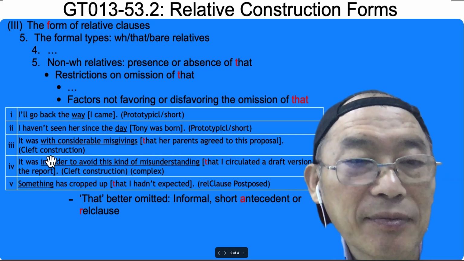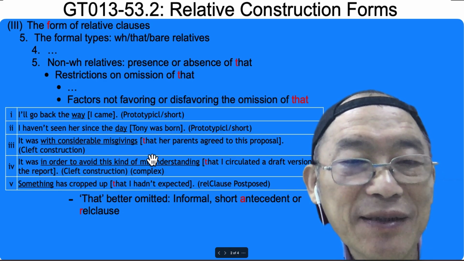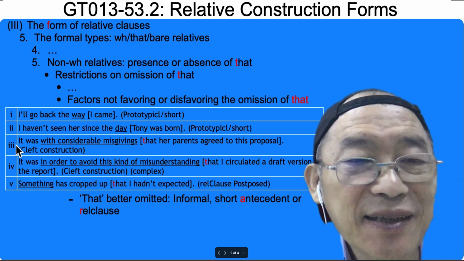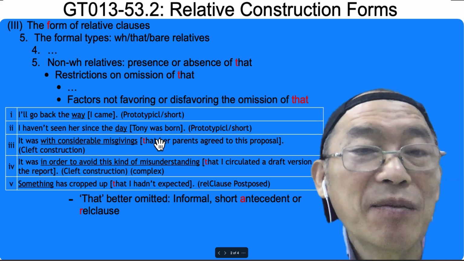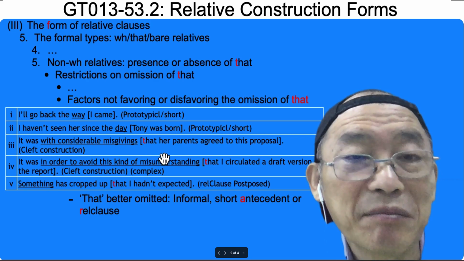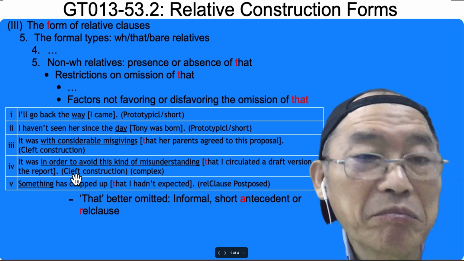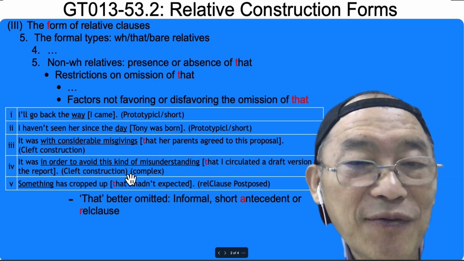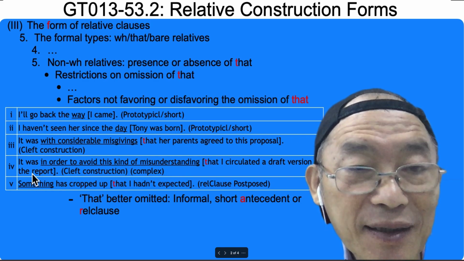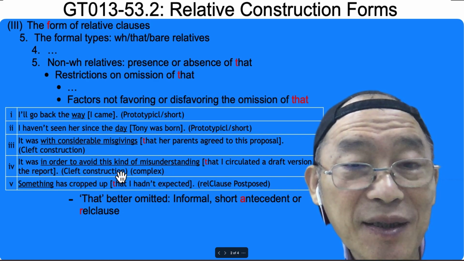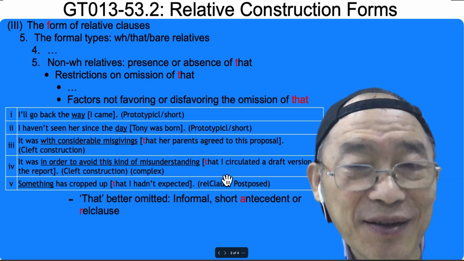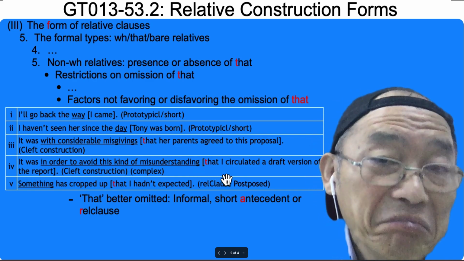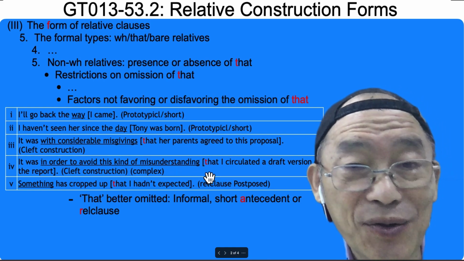Adjunct: "It was with considerable misgivings that..." It's long, and it's a cleft. That's the main reason: it's a cleft, so better use that. "It was in order to avoid this kind of misunderstanding that..." It cleft, and a long, complex one. For it-clefts you already have to use that, and for a long one you surely have to use that.